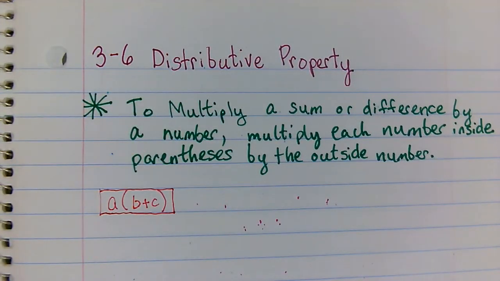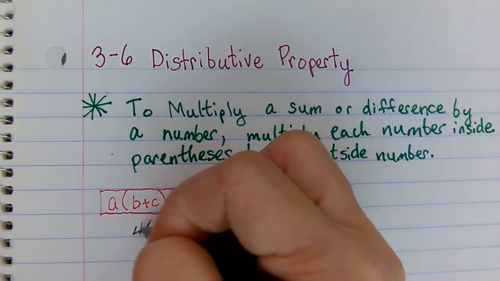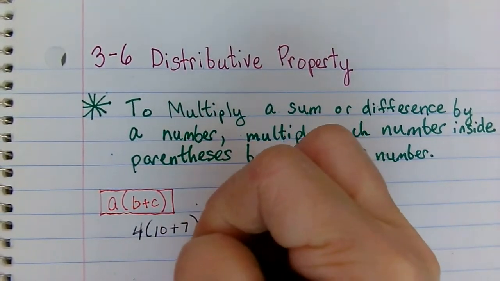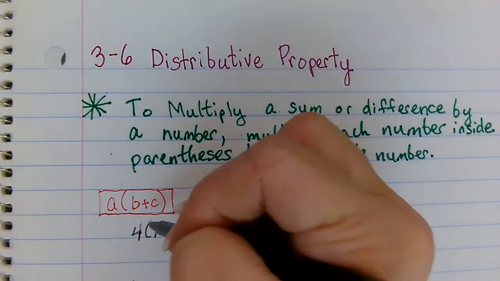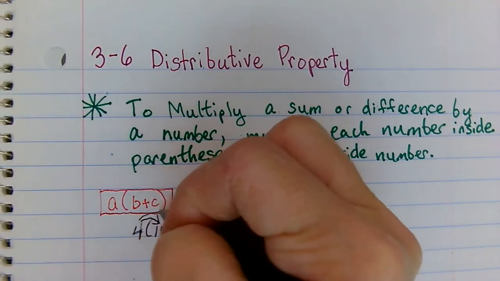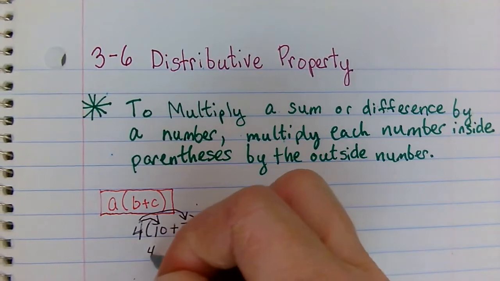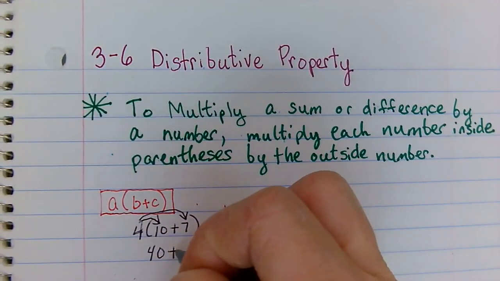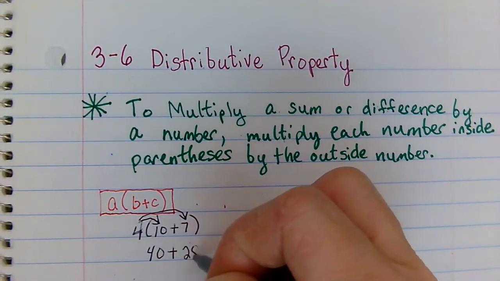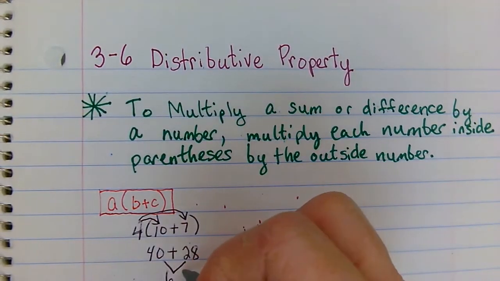And we'll begin by 4 times the quantity of 10 plus 7. All right? What that means is, if we work using distributive property, we'll do 4 times 10 and 4 times 7. Okay? 4 times 10 is 40. Bring my addition sign down. 4 times 7, that's 28. And then I add these together, and 40 plus 28 is 68. Okay?